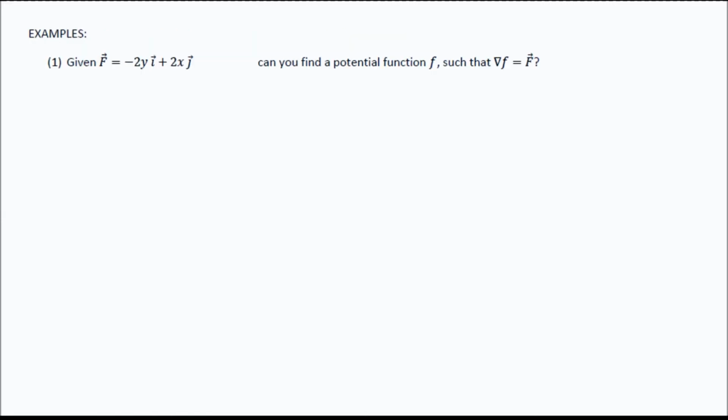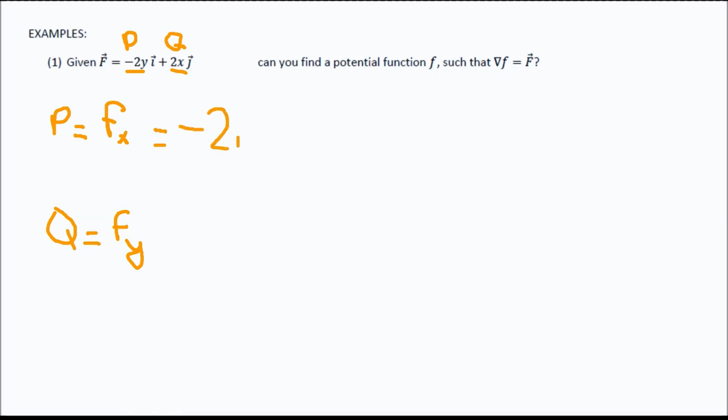So let's take an example. Given a vector field, can I work backwards and find a potential function for it? So, let's see. Again, I'm going to kind of isolate here. Here's my P. Here's my Q. Those are my two functions. P would be, again, my partial with respect to x. Q would be my partial with respect to y. So in this case, P is negative 2y, and Q is the function 2x.